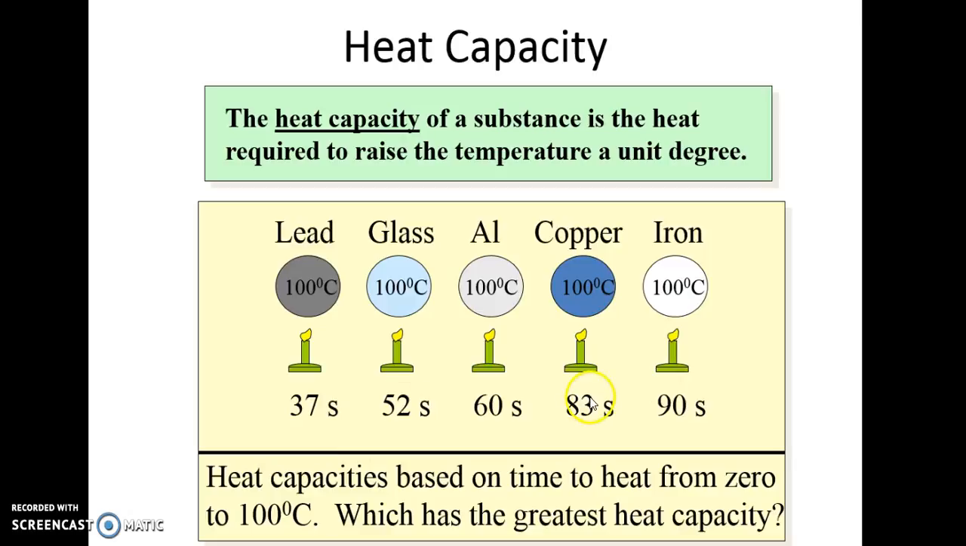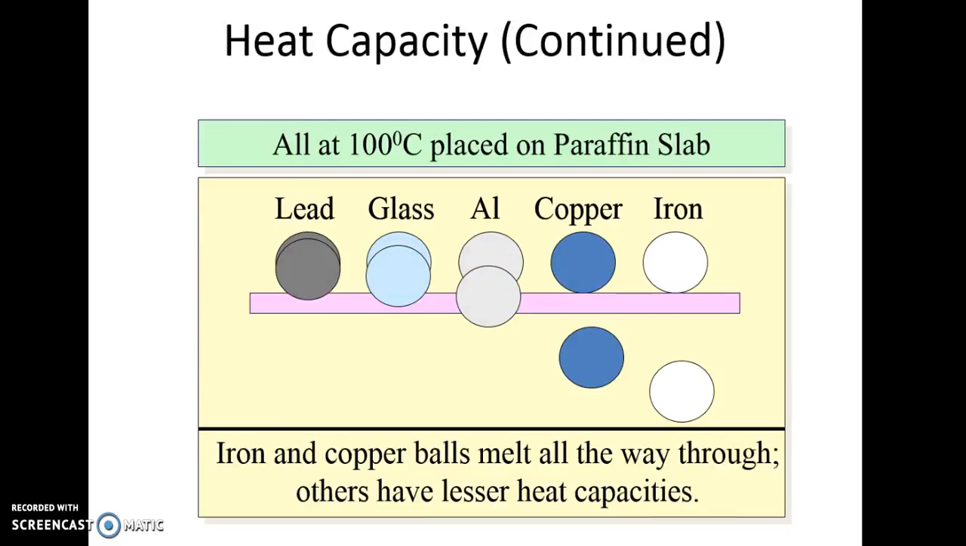Alright, and then actually they're in order from greatest to least, so iron, copper, aluminum, glass, and lead. All at 100 degrees centigrade placed on a paraffin slab. Iron and copper balls melt all the way through, others have lesser heat capacities. And because it has a greater capacity, it gets hotter and hotter compared to the other ones.